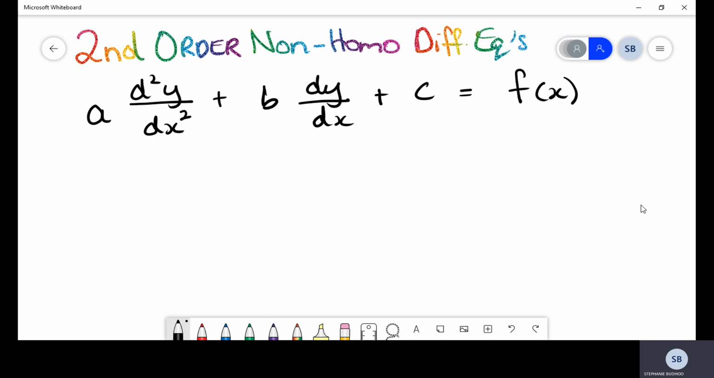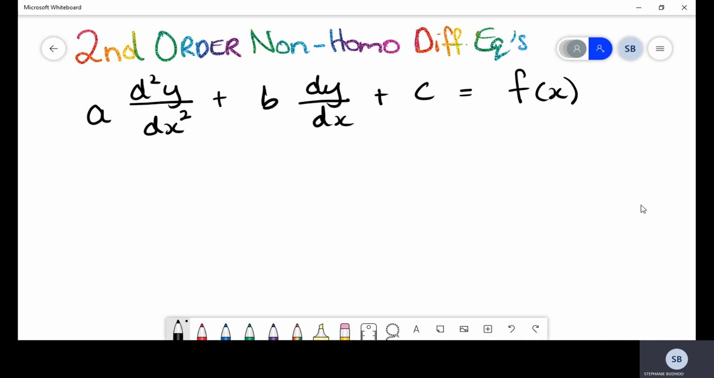moving from first order to second order to non-homogeneous to different types of non-homogeneous functions. So it's always helpful that if you took a long break in between them, that you go back and review what does auxiliary equation mean, what does a complementary function mean, and so on.